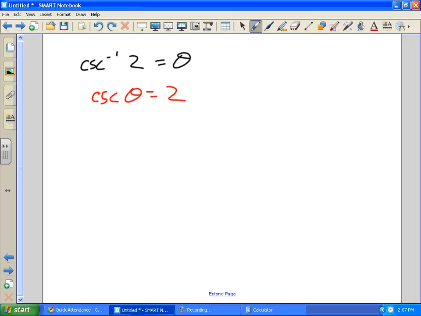But I don't think about the cosecant. I think of the reciprocal. So the reciprocal of the cosecant is the sine. So therefore, the sine of theta must be a half. So where is the sine of theta a half? Pi over 6 and 5 pi over 6. But 5 pi over 6 is not defined in the region. So the answer is pi over 6. So we do this the same way.